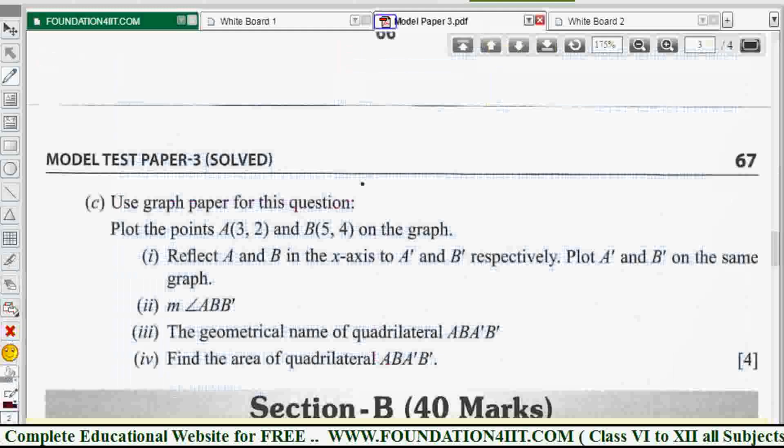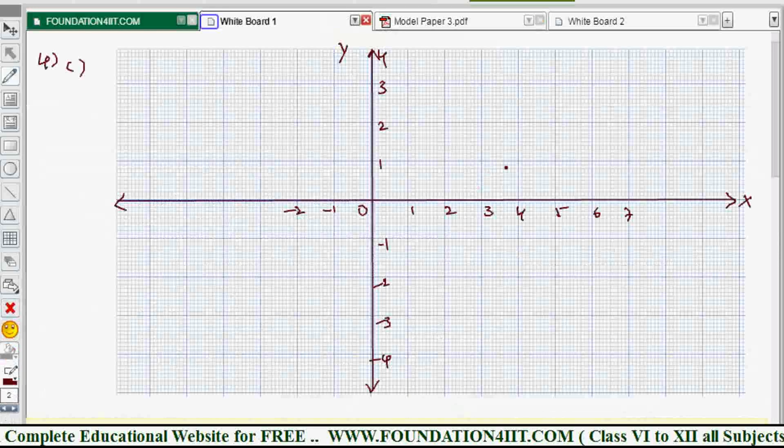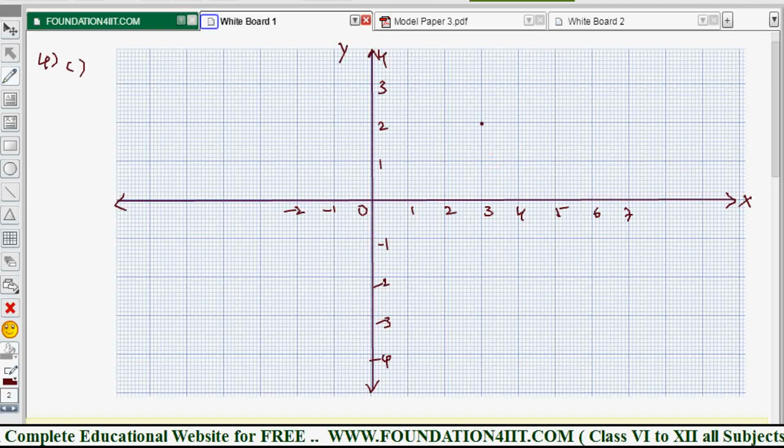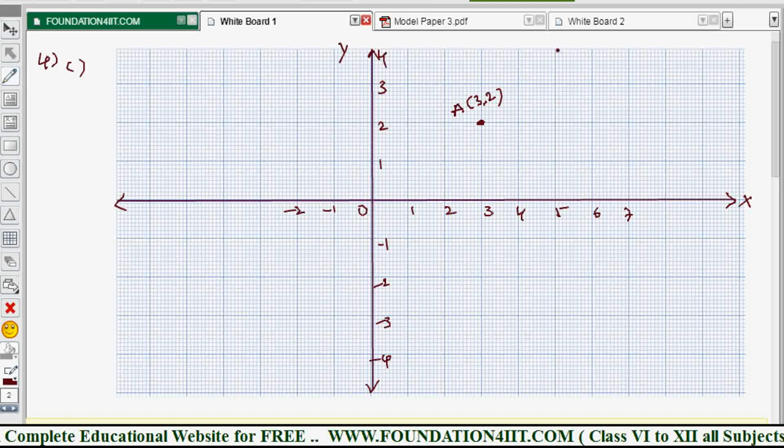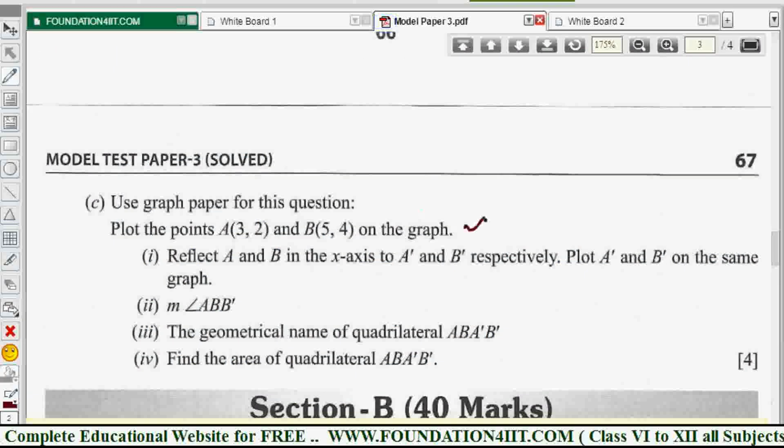First of all, we need to plot the points A (3, 2) and B (5, 4). A is (3, 2): x-axis 3, y-axis 2. So this is A, and B is (5, 4). This is the first part, on the graph we plotted.